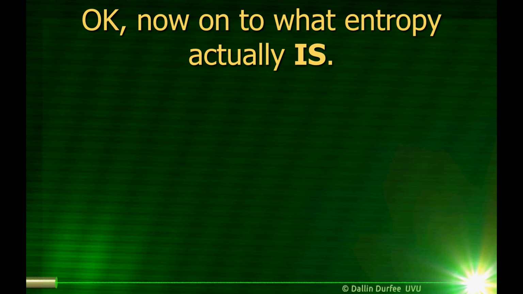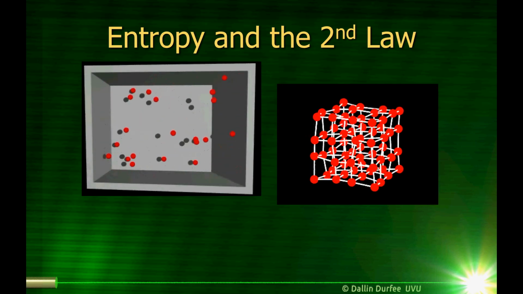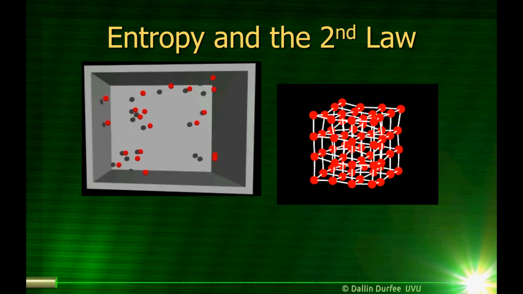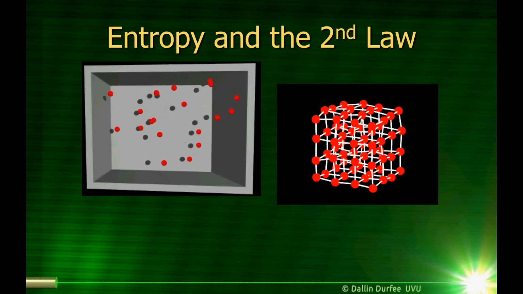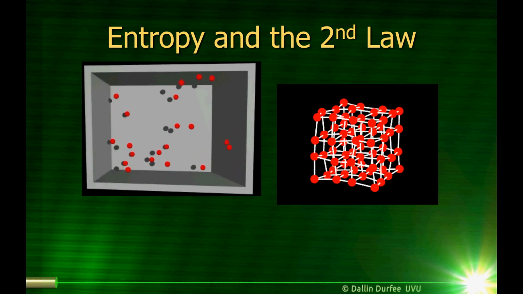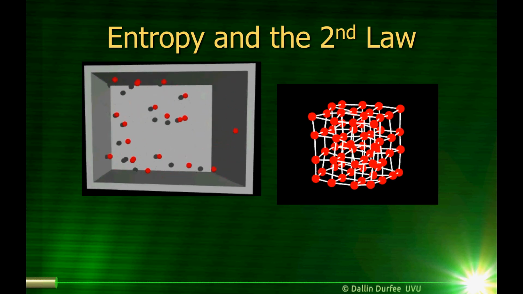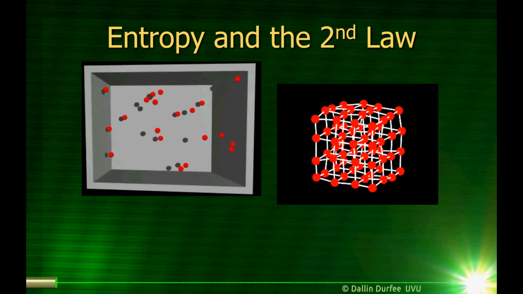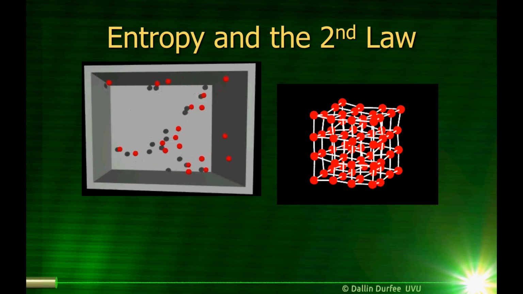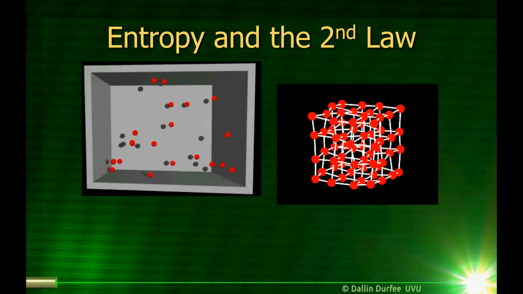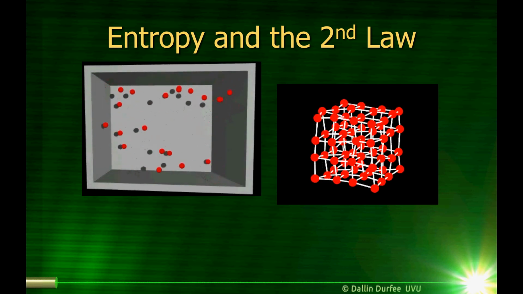Okay, now on to what entropy actually is. Entropy connects the microscopic world to the macroscopic world. For example, imagine I have a box with some gas molecules zipping around inside of it, as depicted here on the left. The microstate of that system is a description of what every single molecule is doing. But oftentimes, I don't need to know what every molecule is doing. So instead, I'll think in terms of the macrostate.